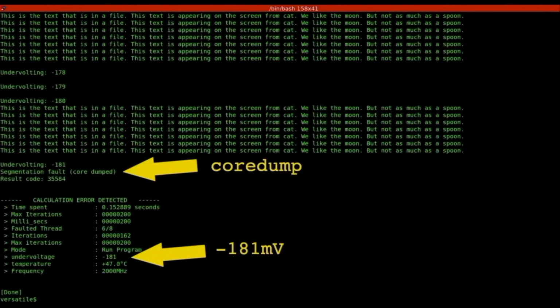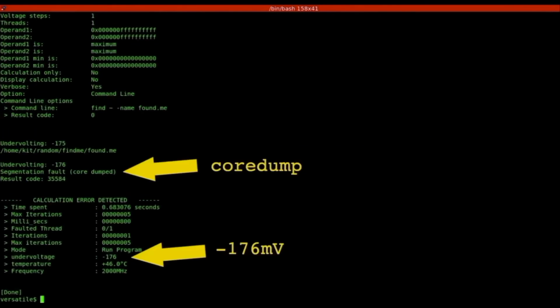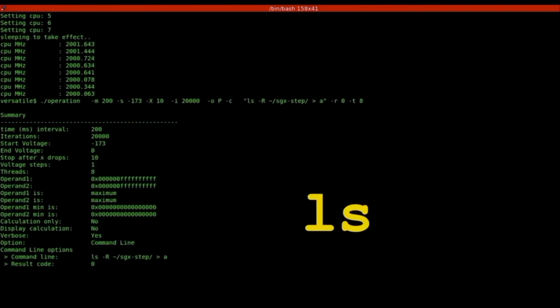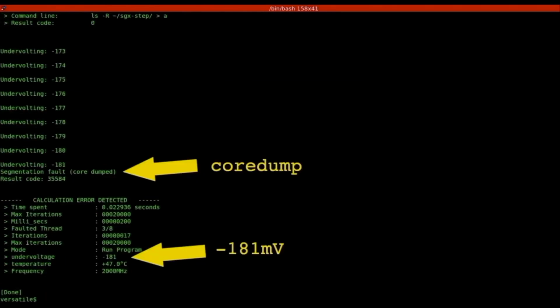Let's try something else. How about trying find? I'm just going to find a file I know is on my computer, and I'm going to undervolt. It found it there, and then it core dumped again. So we can force find to core dump. How about ls? I piped it to a file, otherwise my screen filled up with rubbish. And ls, yes, we even managed to get a core dump with ls. That's minus 181 millivolts, so that was quite hard.